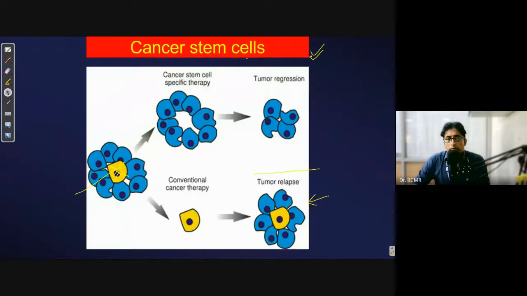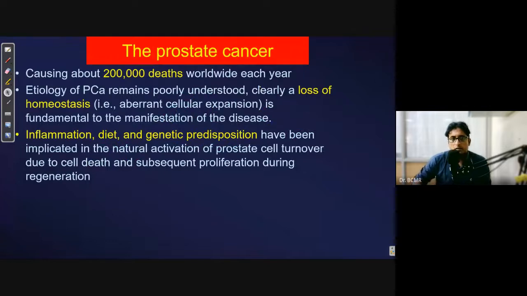So now we are going to discuss prostate cancer. We will get to the biology of it, and because it's general human biology, we should try to learn a lot more about it. There are about 2 lakh deaths worldwide each year, and there is a loss of homeostasis, which is characteristic of any cancer.